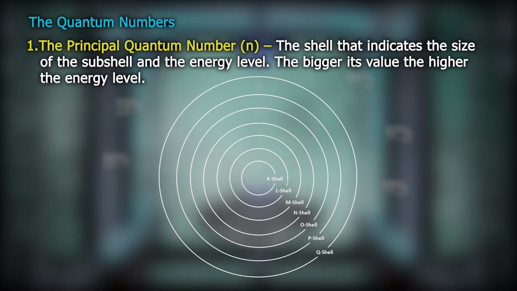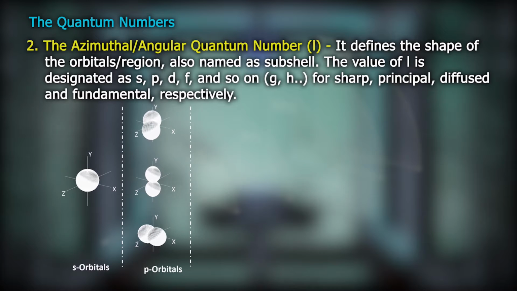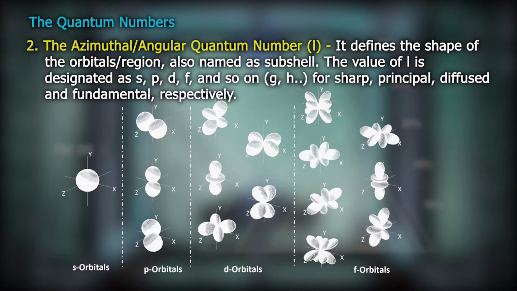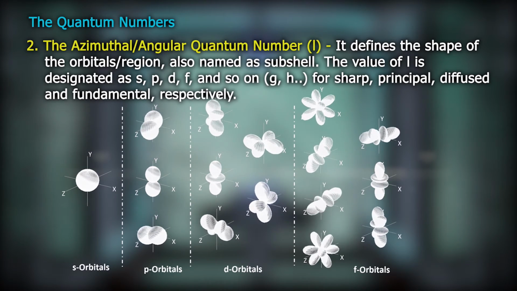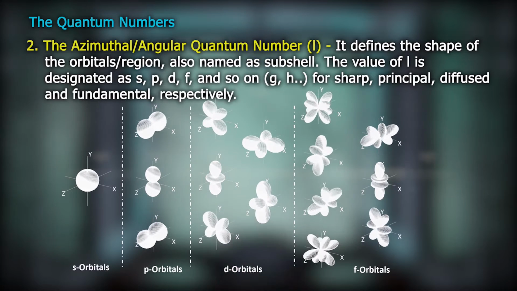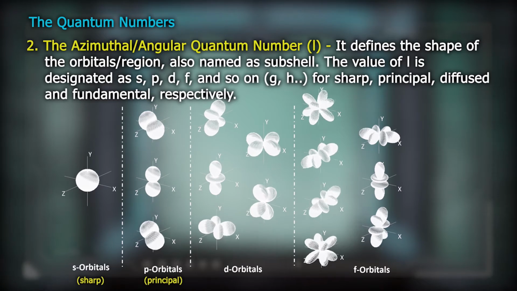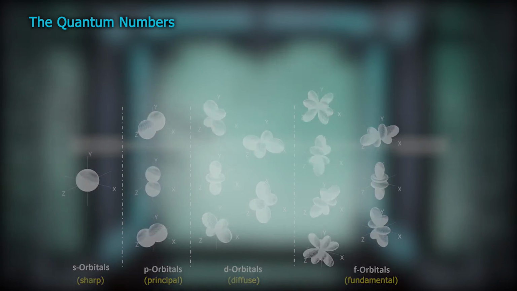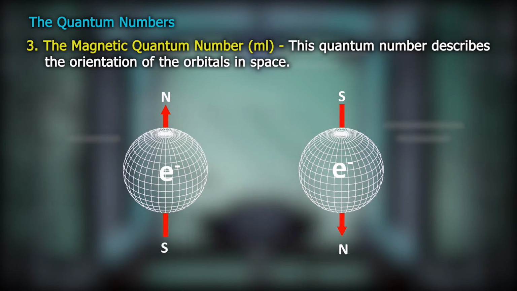The bigger its value, the higher the energy level. The azimuthal or angular quantum number. It defines the shape of the orbitals or region, also named as subshell. The value of L is designated as S, P, D, F, and so on, for sharp, principal, diffused, and fundamental, respectively. The magnetic quantum number. This quantum number describes the orientation of the orbitals in space.